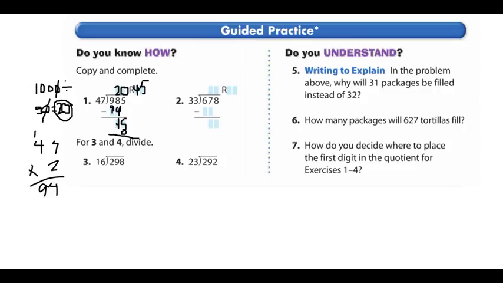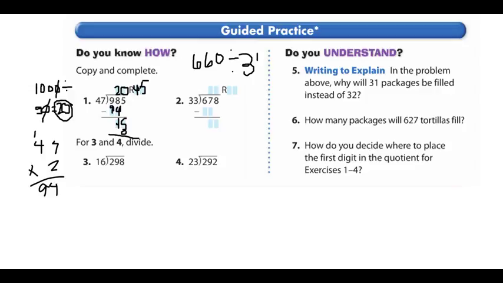Okay, let's take a look at number 2, and I'm not going to solve the whole thing for you, but I want to make sure we understand how to estimate for just the first digit of the quotient. So we have 33 into 678, so we got to think, what are some compatible numbers that we could use? I know that 33 is half of 66, so I could do 660 divided by 33. So I kept my divisor the same.